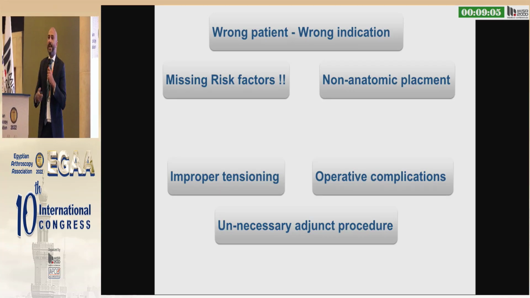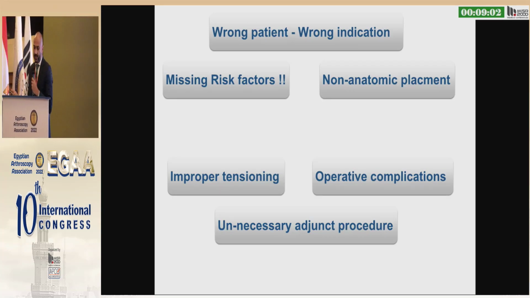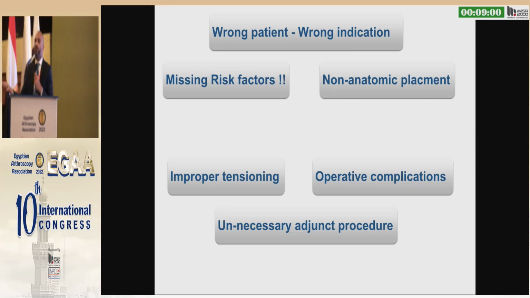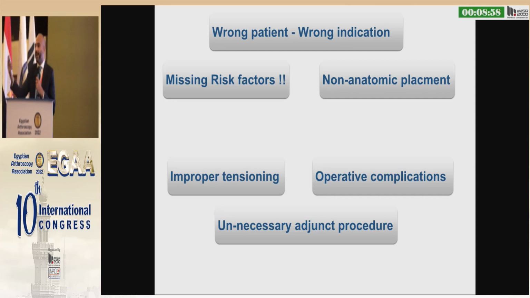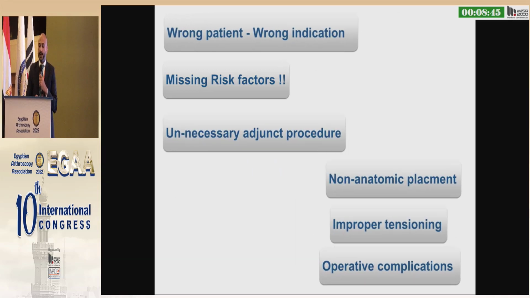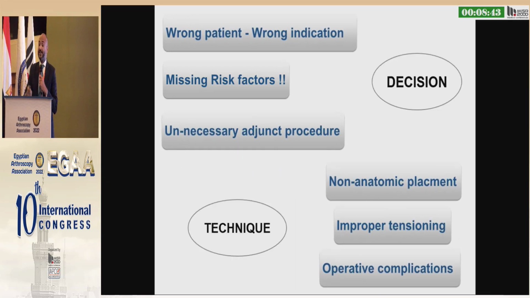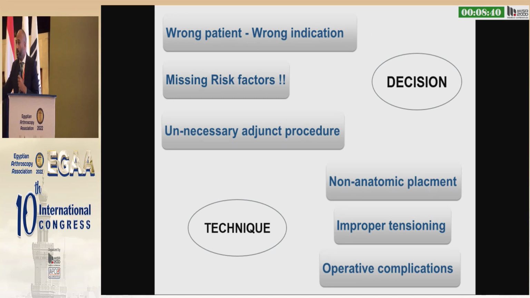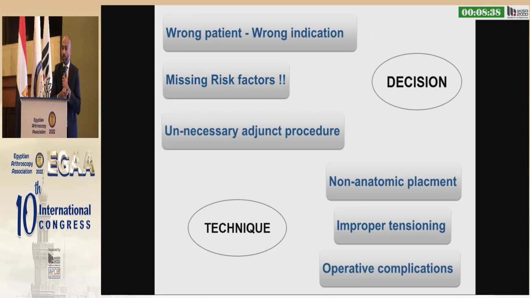Okay. We can name a lot of problems or causes. I can say that I chose the wrong patient to do the surgery, or I had the wrong indication to reconstruct the MPFL. I might be missing a risk factor and missing what is the real cause of the lateralizing force. So a lot of causes, but we can categorize them into either a failure in my decision, or a failure in my technique. So either I chose the wrong patient or missed some risk factor, or I did an unnecessary surgery for the patient.